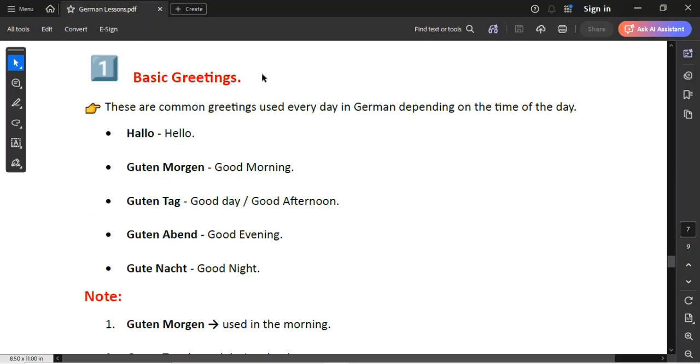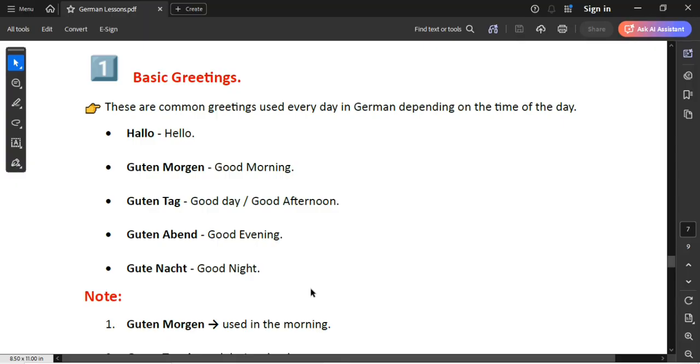Deutsch Begrüßungen are divided into basic greetings, formal greetings, and informal greetings. I'm going to start with the basic greetings. These are common greetings used every day in German depending on the time of the day. The first one, Hallo, means hello. Guten Morgen means good morning. We have Guten Tag, which means good day or good afternoon. Then we have Guten Abend, which means good evening. Then we have Gute Nacht, which means good night.